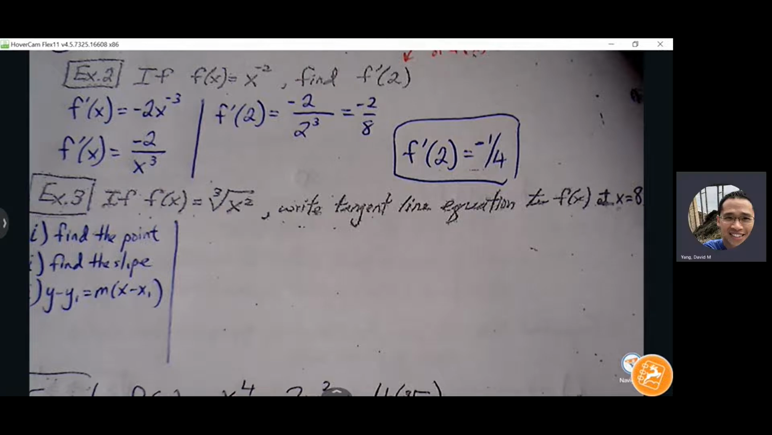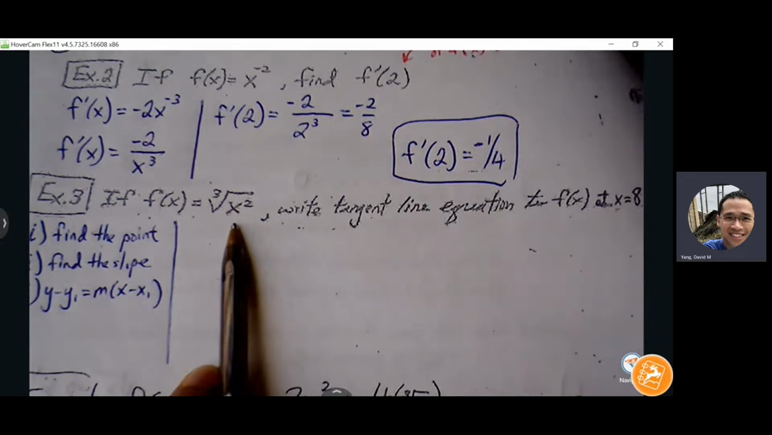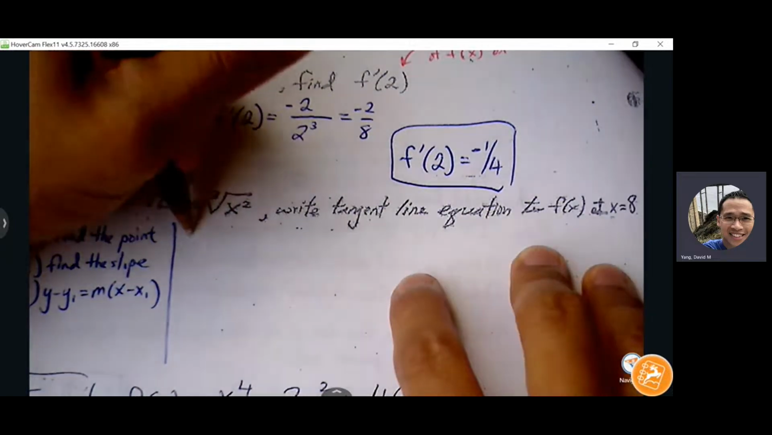Okay, so first things first, how can I find a point? I have the x value. So how can I find the y value? Back into the what? Original, right? The original is going to give us a location, give us a y value.